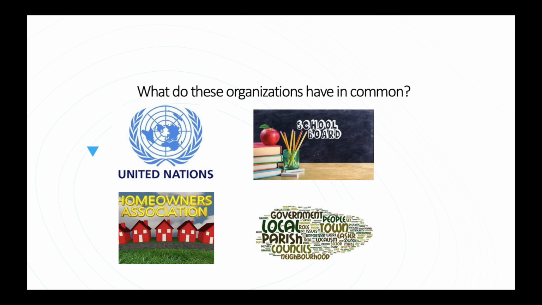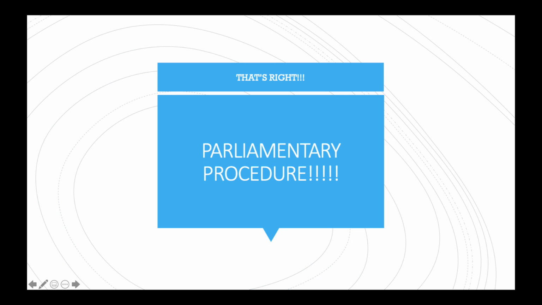So what do these organizations all have in common? First, we see the United Nations, the school board, the homeowners association, and all different levels of government. The answer, of course, is parliamentary procedure. These organizations all use some form of parliamentary procedure that we will be talking about today.